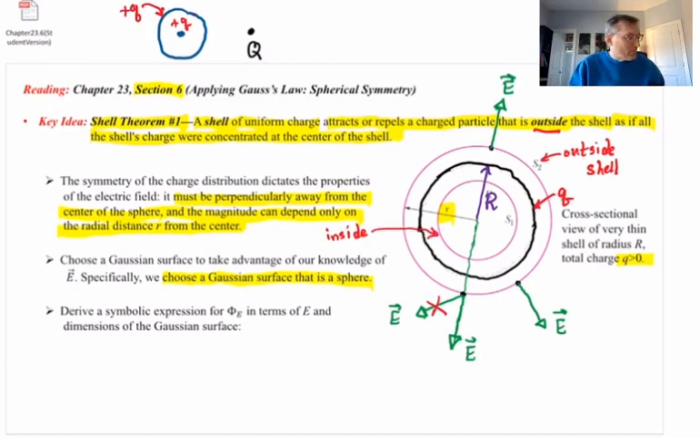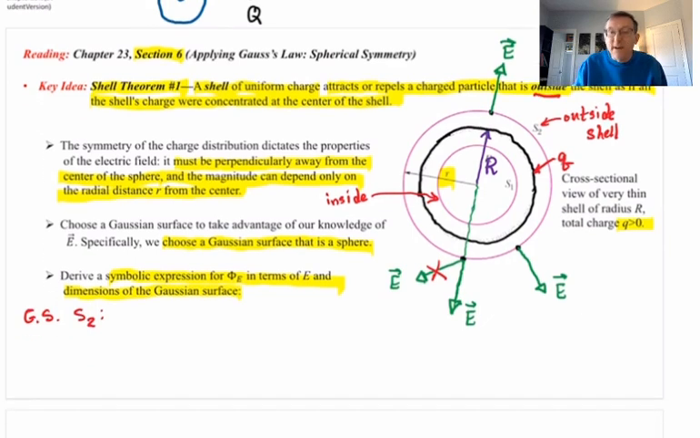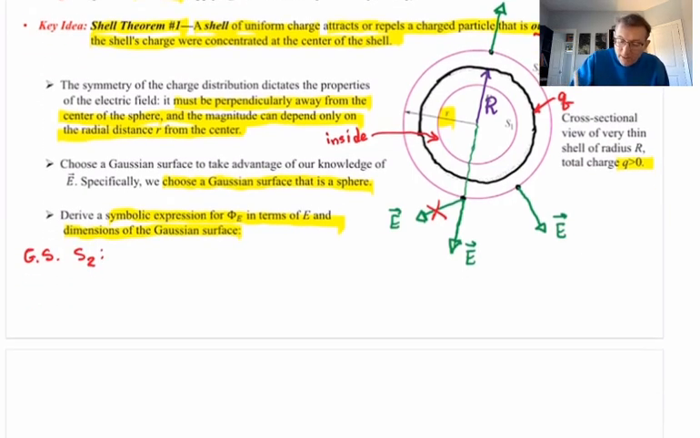Okay? Now, our first task is to derive a symbolic expression for the electric flux through the Gaussian surface that we pick. We're going to pick S2. And it's going to be in terms of the magnitude of the electric field E and the dimensions of the Gaussian surface, as we'll see. Okay, so the Gaussian surface labeled S2, which is a sphere of radius little r that's bigger than big R. That makes sense? That's what I'm talking about. It's outside the actual physical shell. Let me draw it down here.